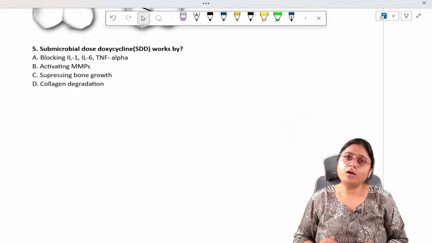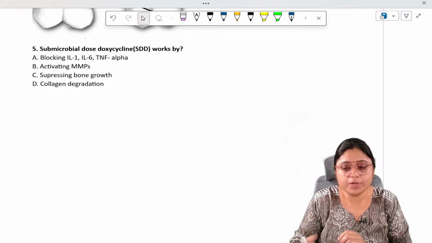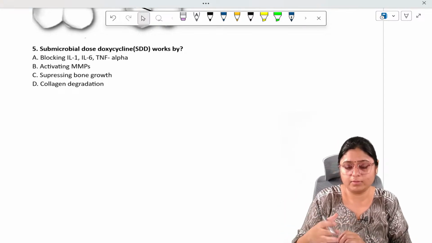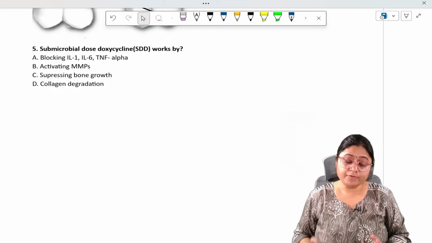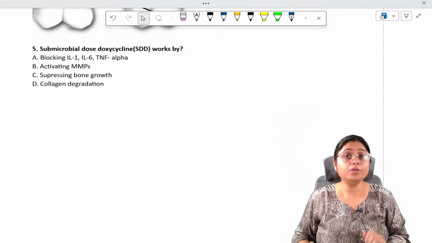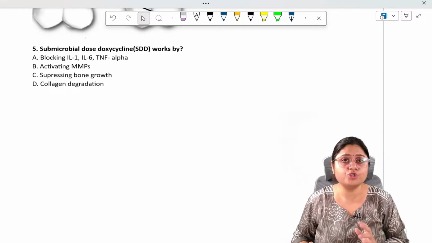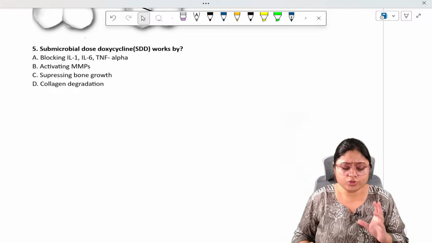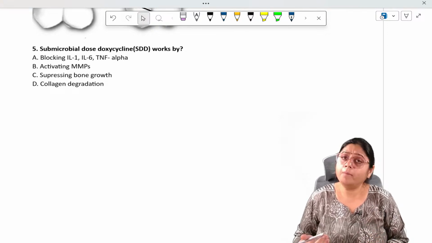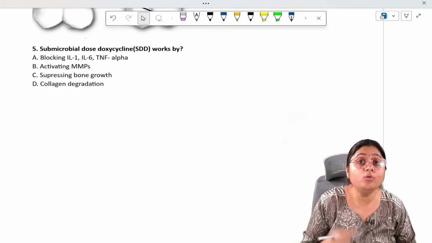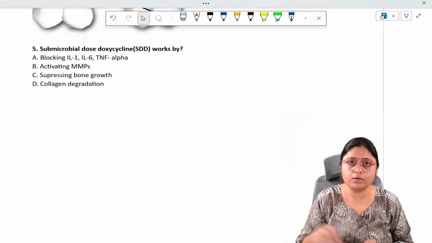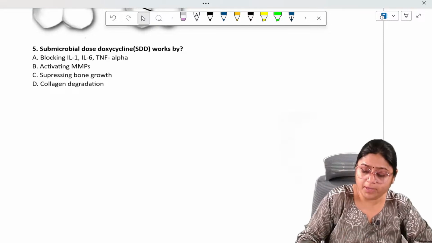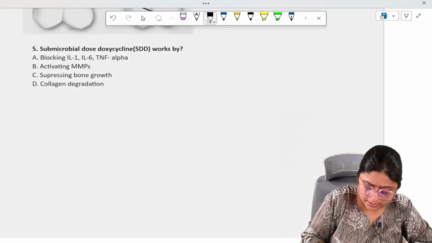So we will feel, oh no, what do we do now, we just read it superficially. So guys, if such a question comes, what you need to do is exclusion. You have to recall that we studied that the function of SDD is to inhibit MMPs. This is a direct line which we have studied.